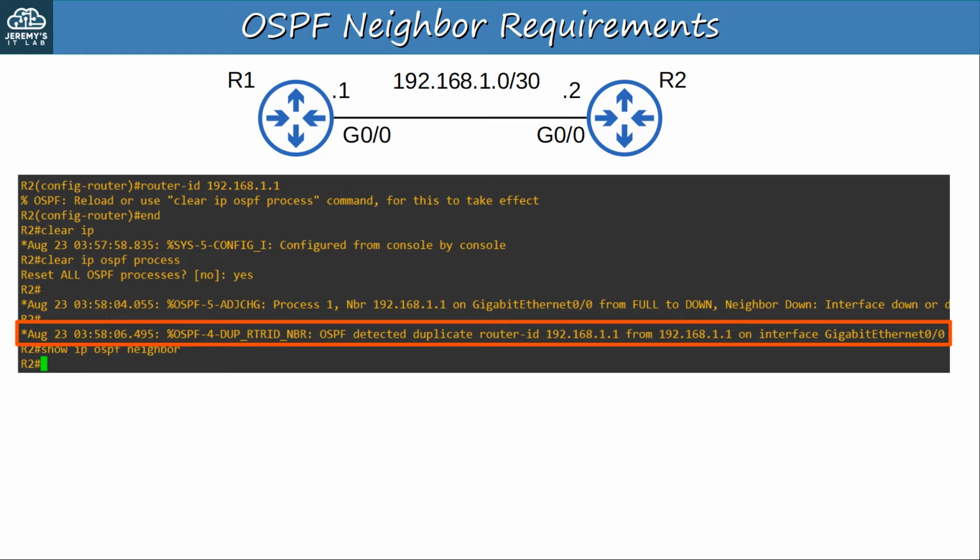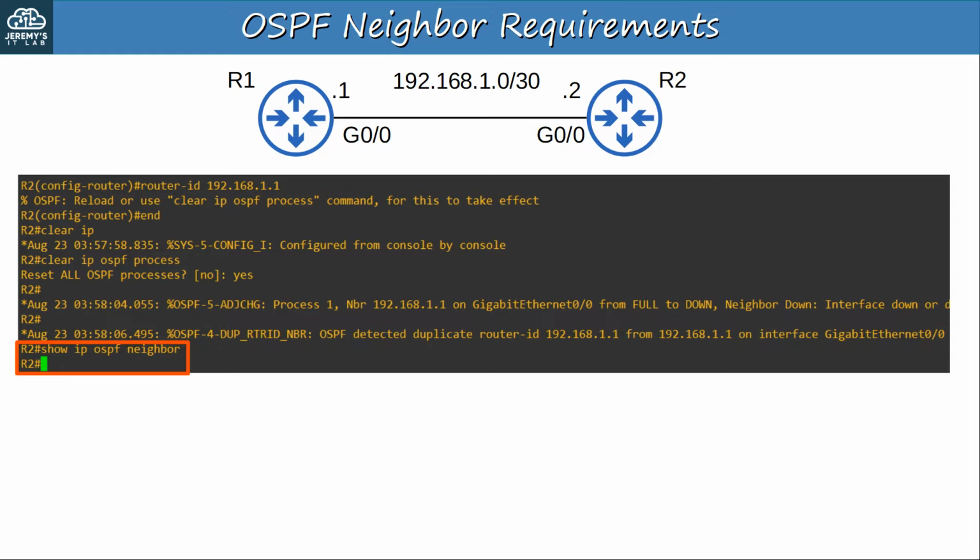OSPF detected duplicate router ID 192.168.1.1 from 192.168.1.1 on interface GigabitEthernet 0/0, and then the neighbor stays down.